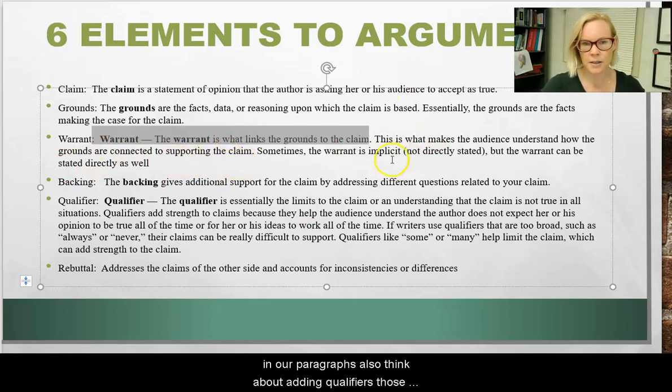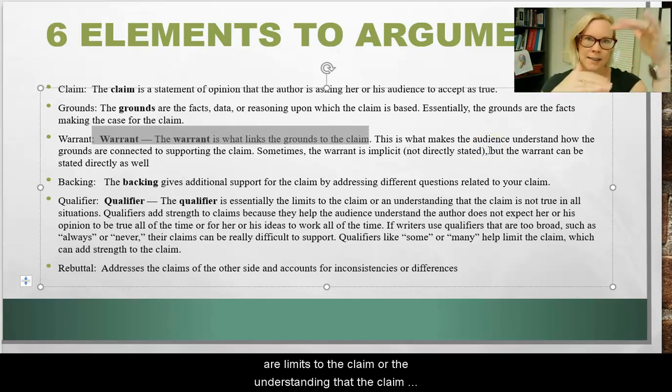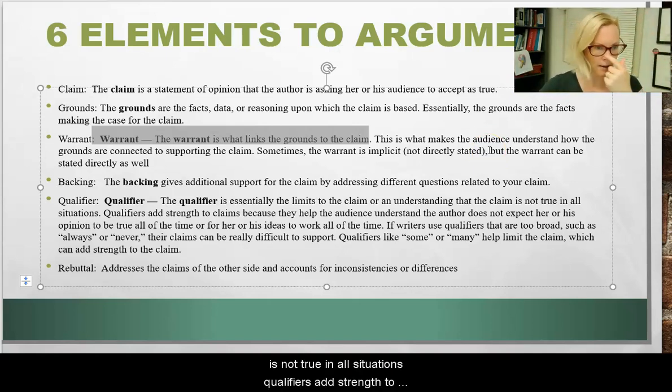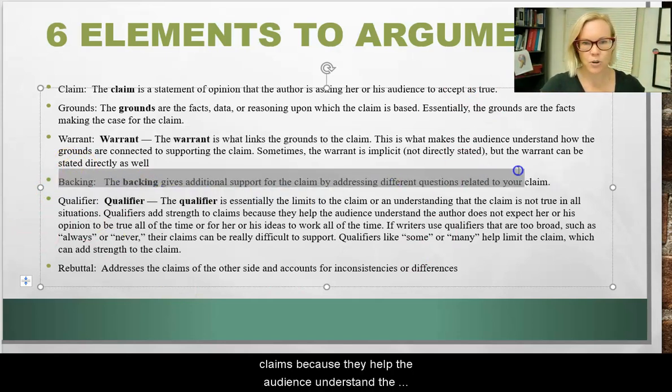Sometimes the warrant is implicit, not directly stated, but in our essays, in academic essays, it is always directly stated, right? That's that analysis section of our body paragraph. Don't forget backing. The backing gives additional support for the claim by addressing different questions related to your claim. That's our second quote in our paragraphs.